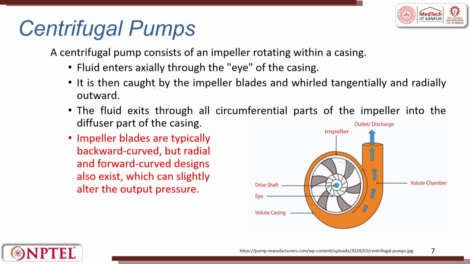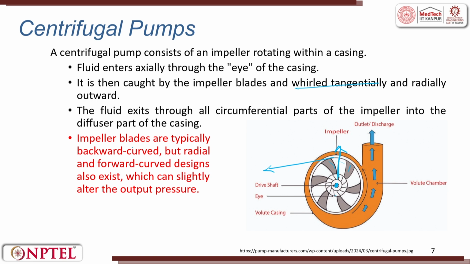So, caught by the impeller blades and whirled tangentially and radially. So, this is tangential and this is radial. When it rotates, there is a throw of the fluid. So, that goes tangential, whirls tangentially and radially. Radially is when it is rotating like this, the water also goes to the casing, radially outward. The fluid exits through all the circumferential parts of the impeller into the diffuser part of the casing. So, this is the diffuser part of the casing.